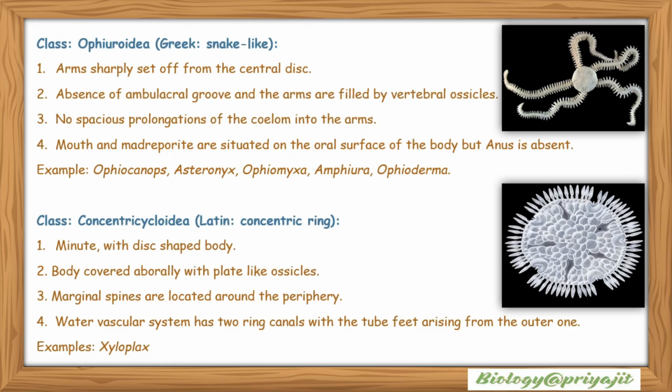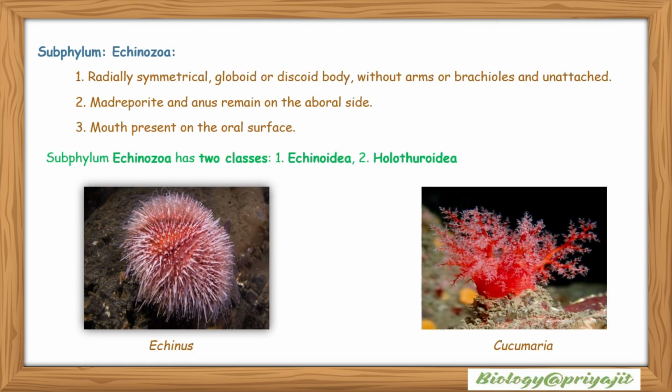Class Concentricycloidea, they are minute with disc-shaped body. Their body is covered aborally with plate-like ossicles. Their marginal spines are located around the periphery. Their water vascular system has two ring canals with the tube feet arising from the outer one. So examples include Xyloplax.